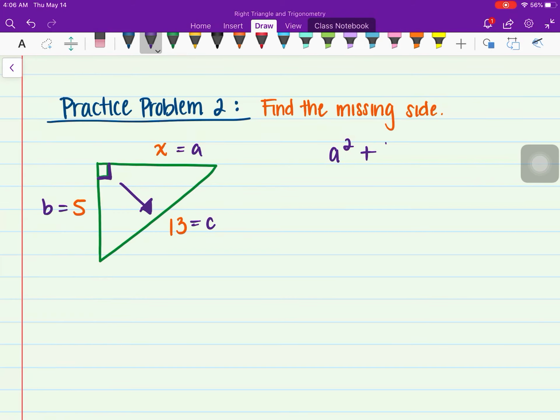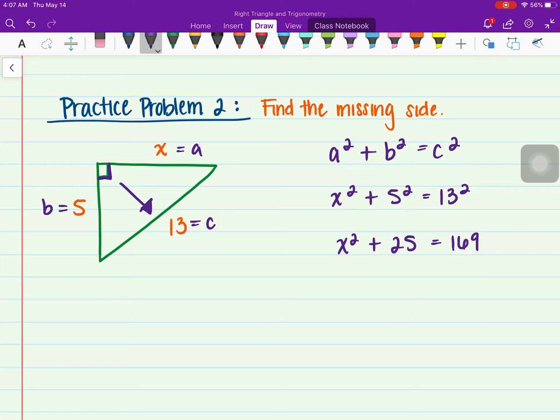So we have a squared plus b squared equals c squared, and all we're doing from here is basic substitution. So in this case, a has a value of x, and b has a value of 5, and c has a value of 13. So then from here we're simplifying things down. So we have x squared plus 5 squared gives us 25, and 13 squared gives us 169.